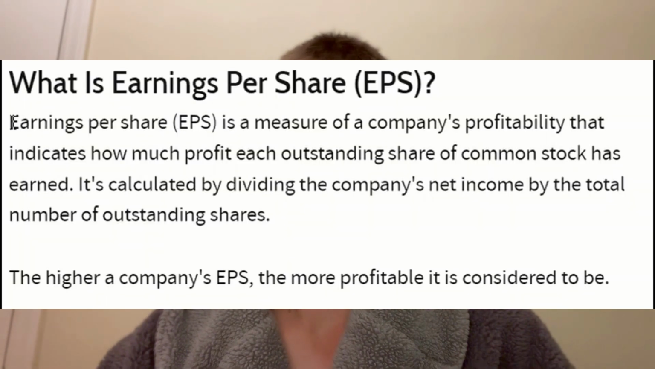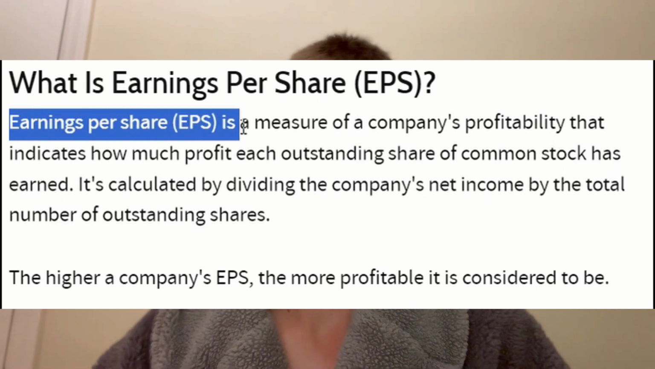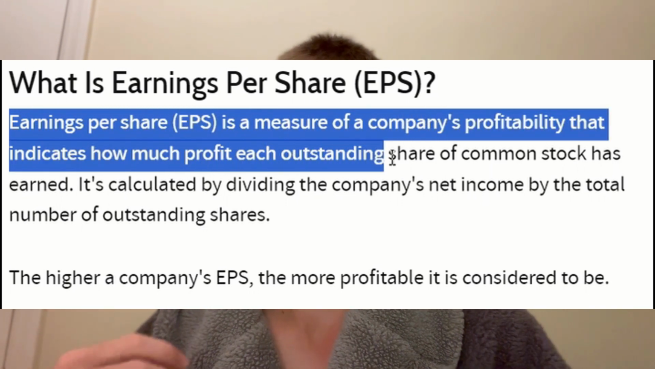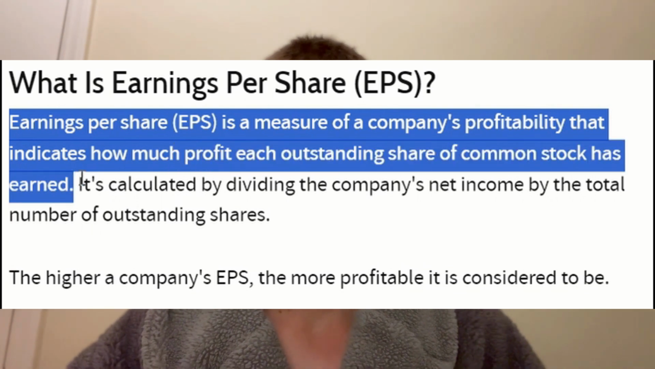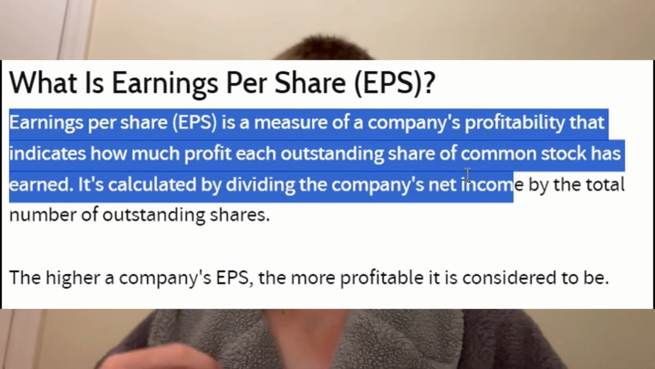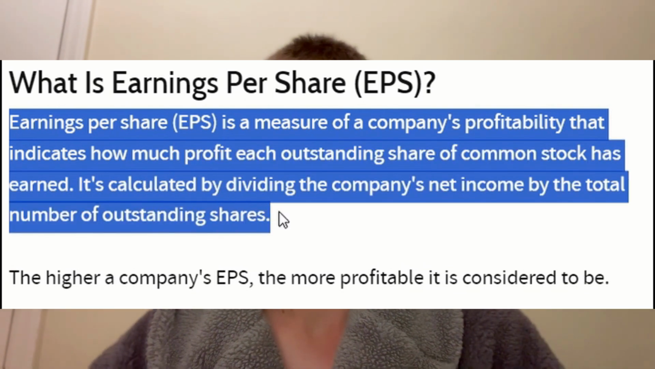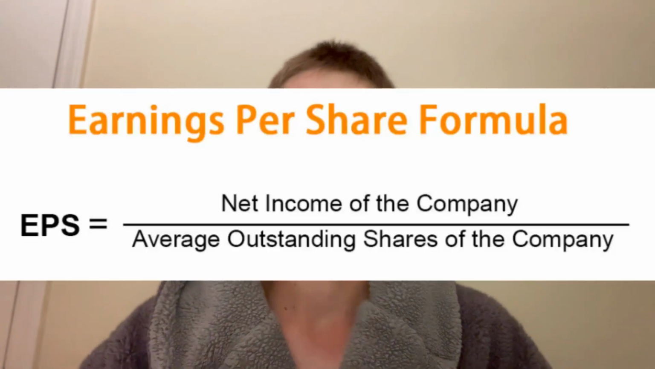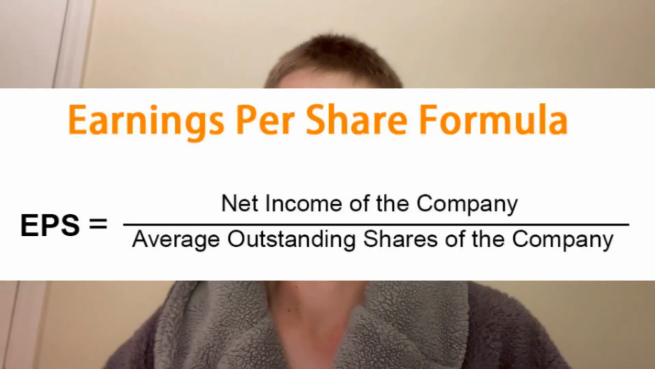Earnings per share, or EPS for short, is a measure of a company's profitability. It shows how much profit each share of stock has earned. It's calculated by dividing the company's net income by the total number of outstanding shares. The higher a company's EPS, the more profitable it's considered to be. This is the formula for EPS.